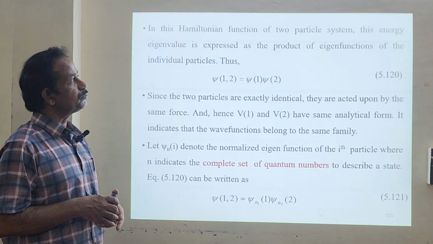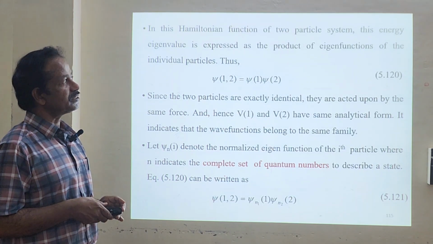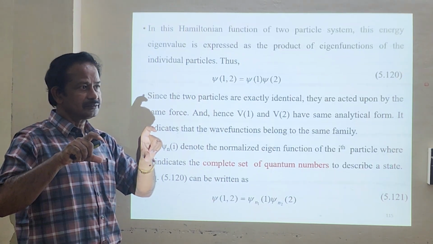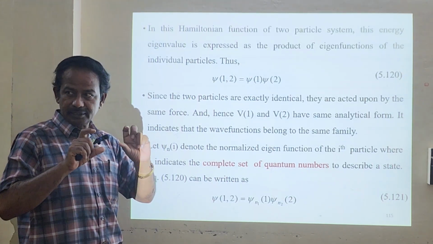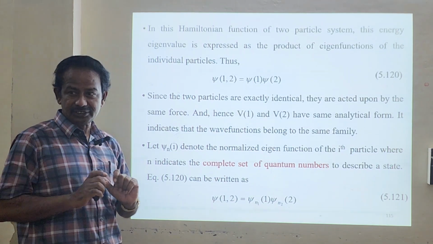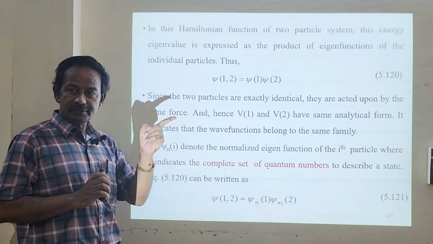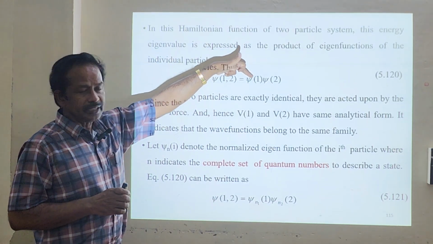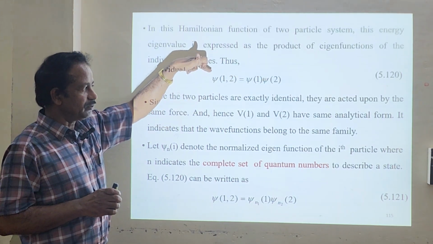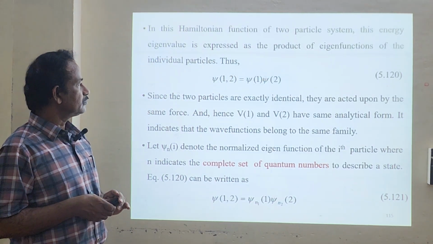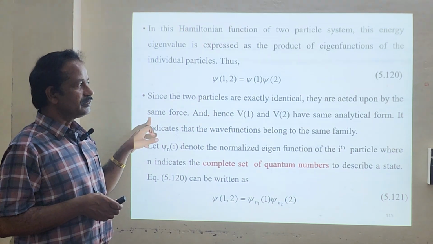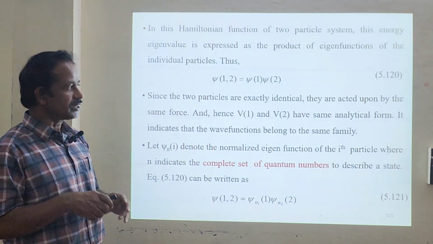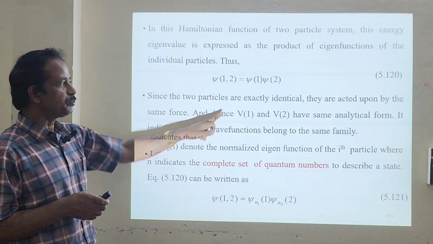Then, for this Hamiltonian of the two particle system, the energy eigenvalue is expressed through the product of wave functions. You have already seen that if there are two wave functions, you will have to multiply them to get the total one. Energy should be added, whereas the wave function should be multiplied. So psi 1 comma 2 equals psi 1 times psi 2. Since the two particles are exactly identical, they are acted upon by the same force, and hence V1 and V2 have the same analytical form, V of 1. Okay, this is the potential energy.